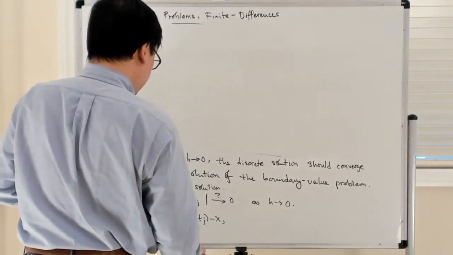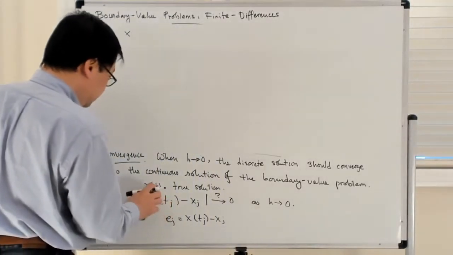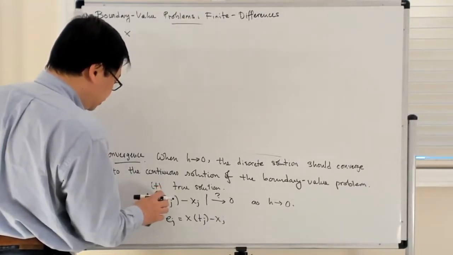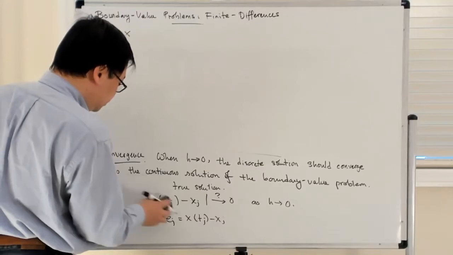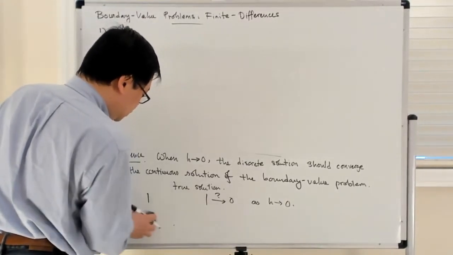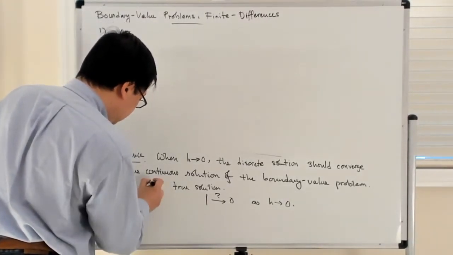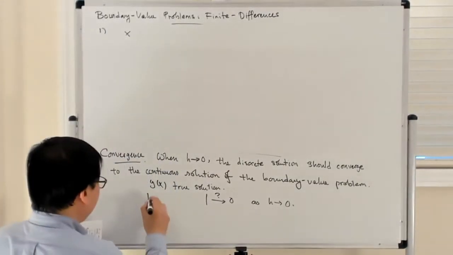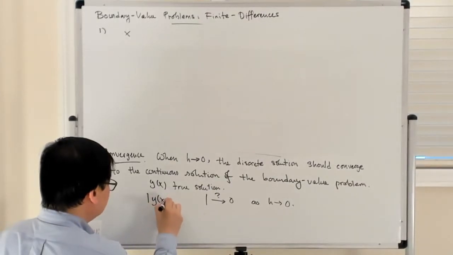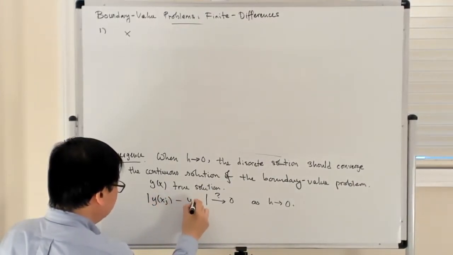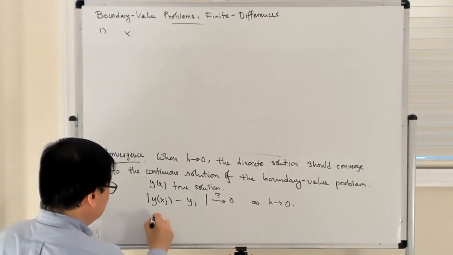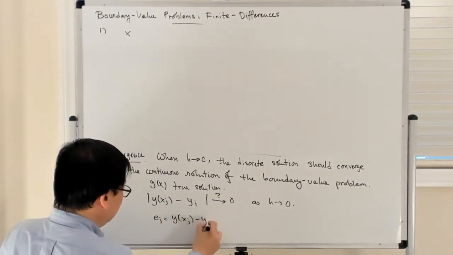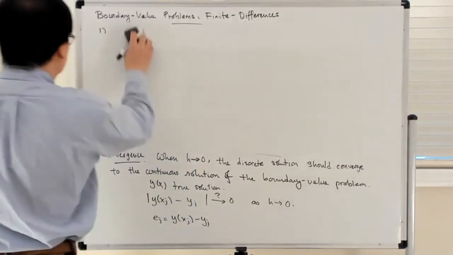Sorry, I think I should call this y. I think we changed notation a bit somewhere here. So y of x is the true solution, and we want y at xj minus yj to converge to 0. And let's call ej = y(xj) minus yj. Okay, all right, sorry.